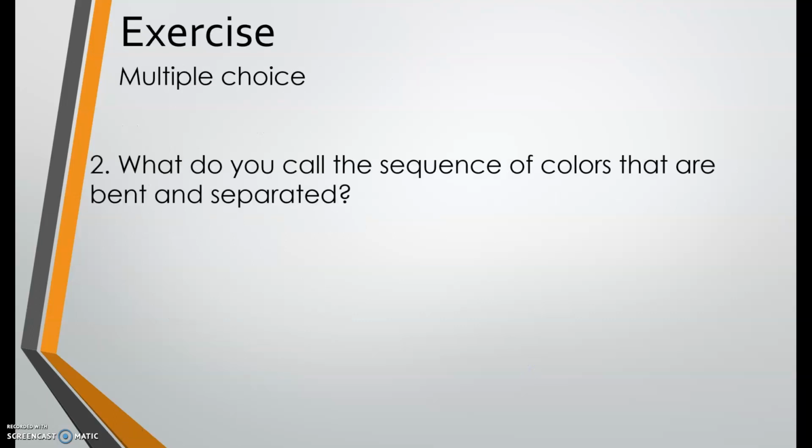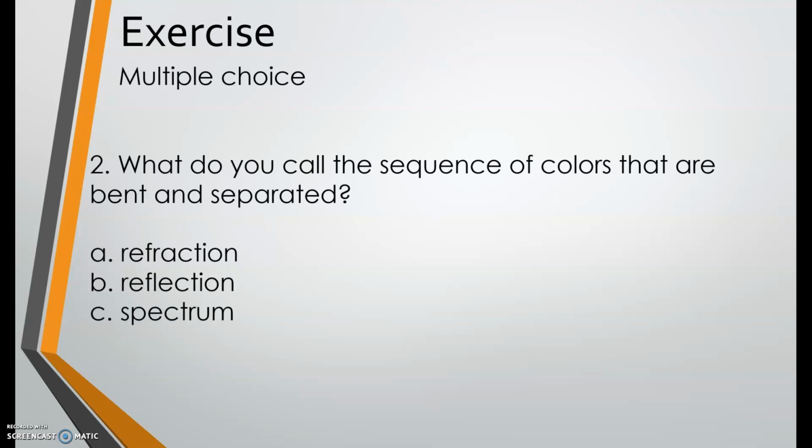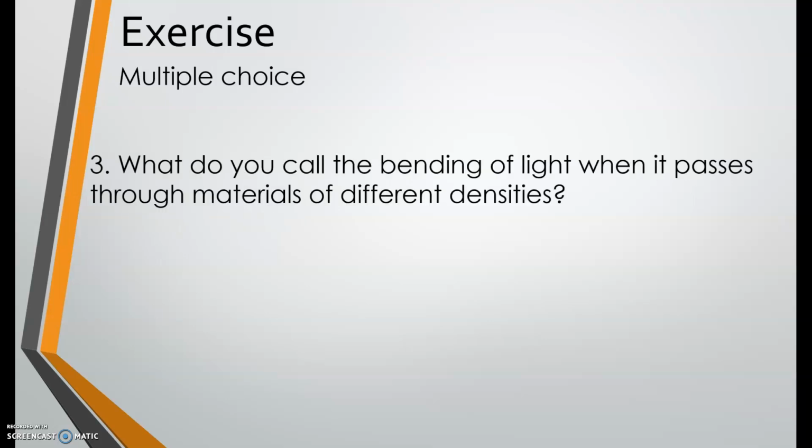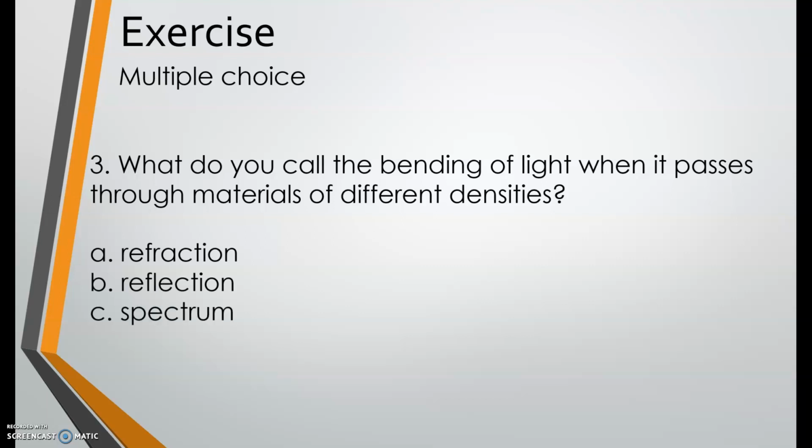Number 2, what do you call the sequence of colors that are bent and separated? A, B, or C. Number 3, what do you call the bending of light when it passes through materials of different densities? A, B, or C.